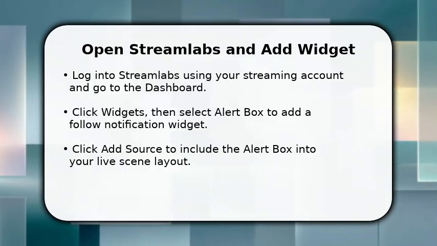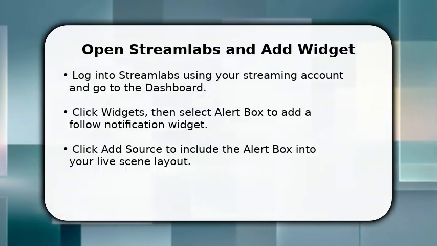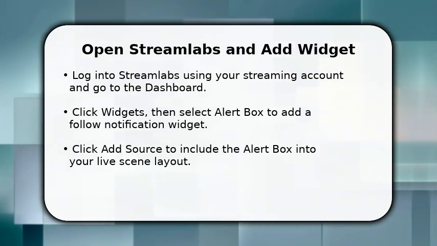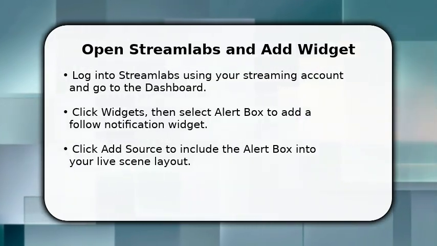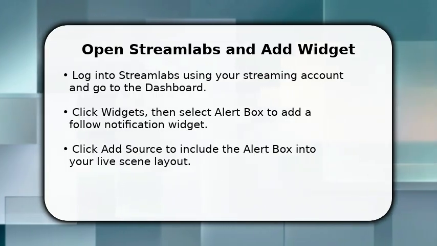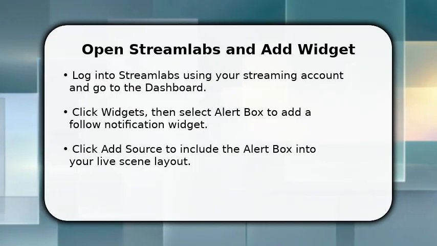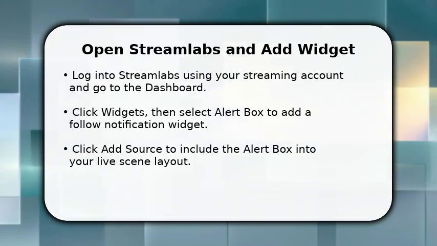Log into Streamlabs using your streaming account and go to the dashboard. Navigate the left menu and click Widgets to open the widgets list. Locate Alert Box and click it to configure follow notifications for your channel. Click Add Source to include the alert box into your live scene layout immediately.